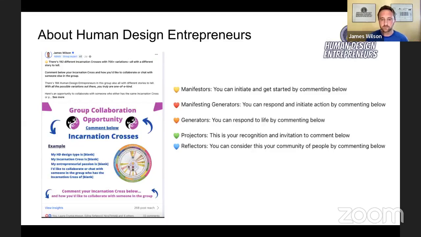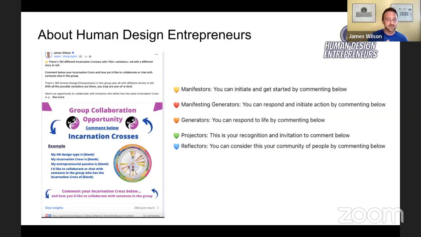The quick call to action, if you're a manifestor, comment below, let me know. This is your place to initiate. You can get started right now by commenting on this particular post or in this chat, just getting into the rhythm of initiating the process. Manifesting generators, you can respond by, and there's an initiating component to manifesting generators, by initiating action, by commenting on this post in the group, commenting right now and getting the flow of responding to things that resonate with you.